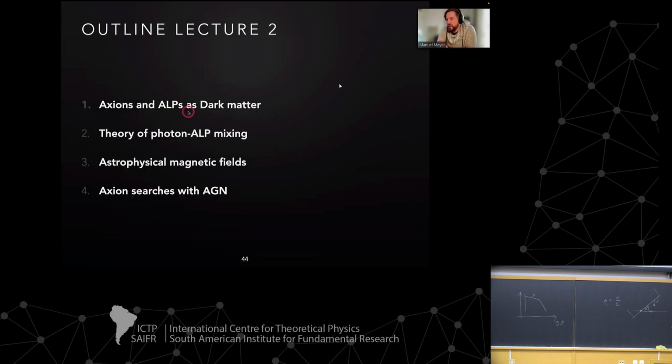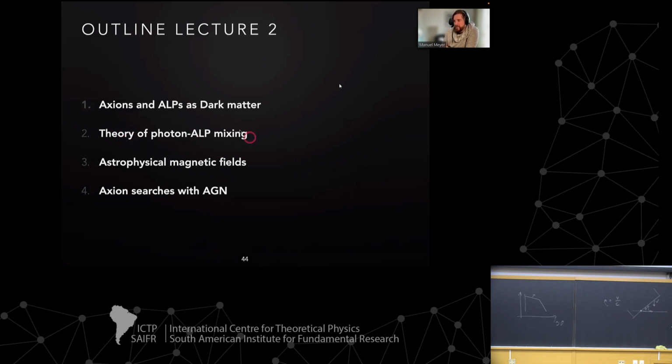Okay, so what we're going to talk about today, we essentially pick up where we left off. I first want to tell you how axions and axionic particles can act as cold dark matter. And then we transition more to the theory of photon axionic particle mixing. So we're going to look at some equations here, but don't be scared. We will take a detailed look also in the hands-on session, so I hope you get a feeling of how these oscillations occur in the end.